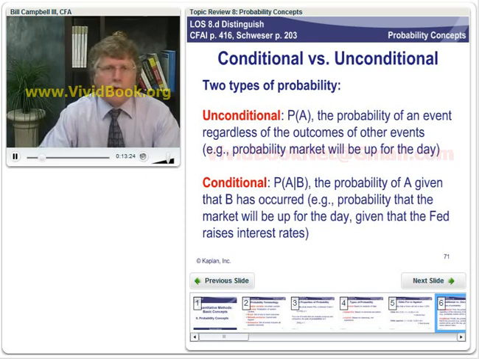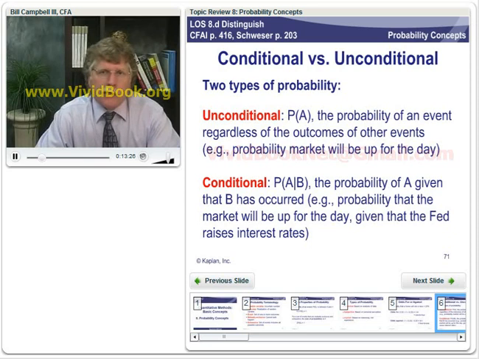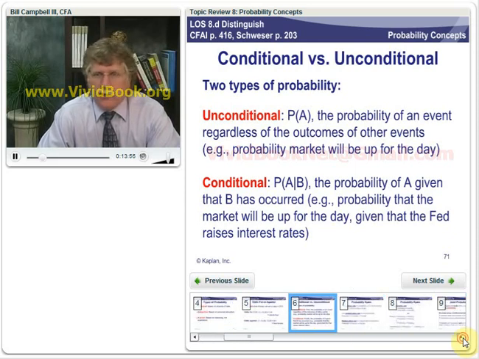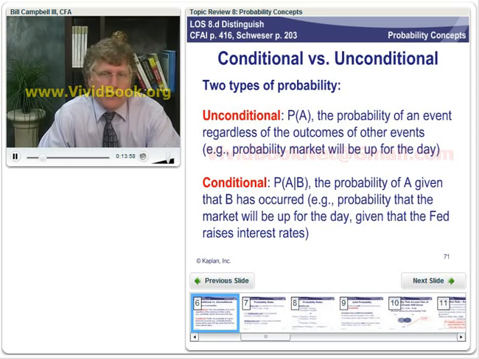A couple of other adjectives for our probabilities. Unconditional probability. This is probability when we don't have any information that may help us determine whether the likelihood of this has changed or not. It says that's the probability of an event regardless of the outcome of other events. For example, the probability that the market will be up for 1 day, not knowing anything else, not knowing that a number of businesses have exceeded their earnings expectations, or not knowing that the Fed has decided to lower interest rates, not knowing anything at all. What's the unconditional probability?